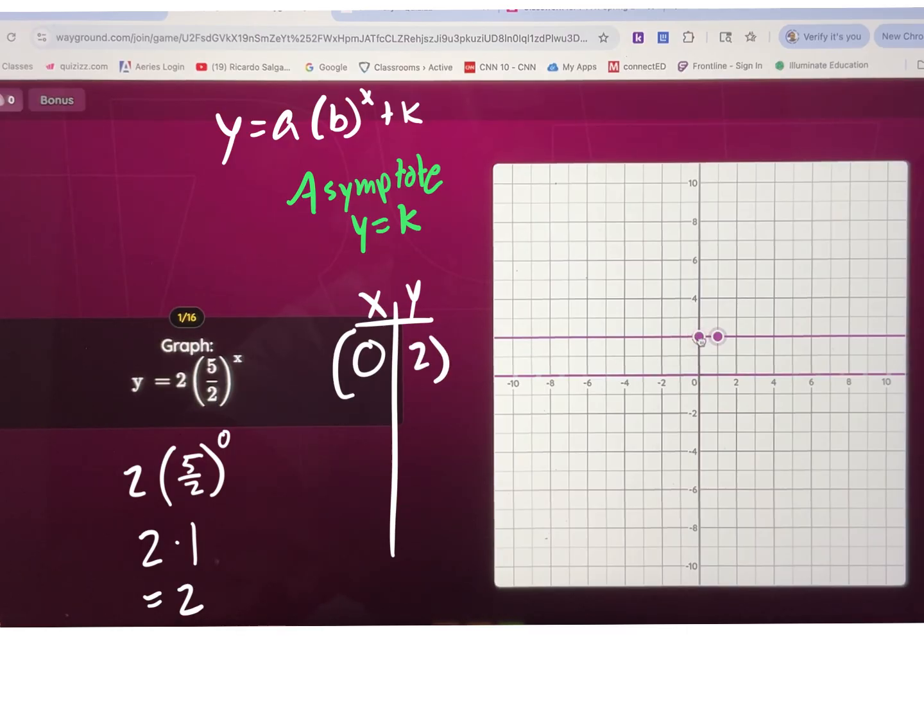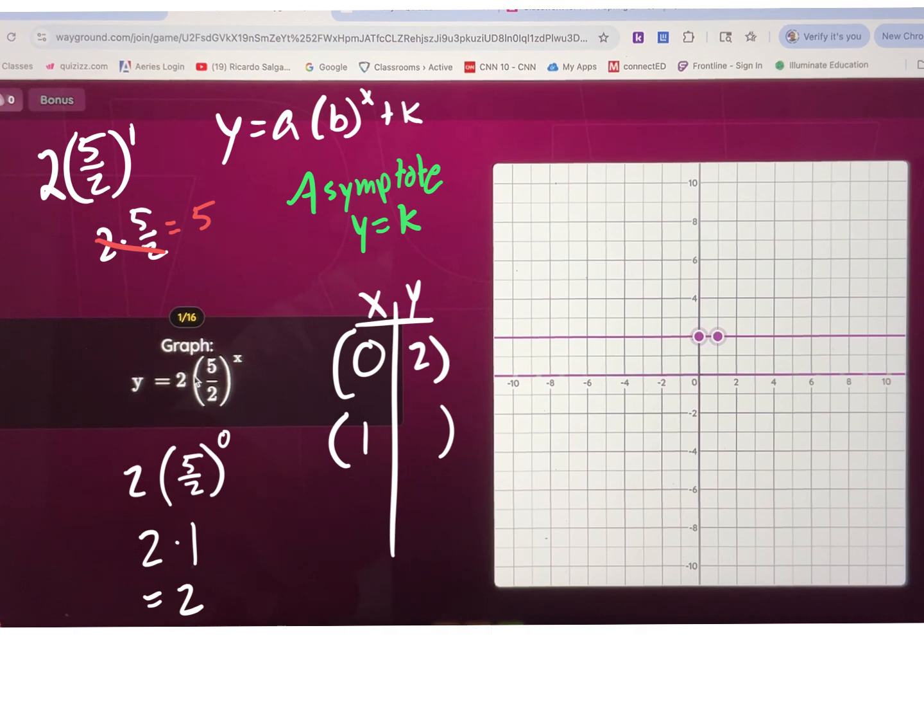So you take 1 point and move it to the location 0, 2, which is right there, right? 0 on the x, 2 on the y. And then after you plugged in 0, go ahead and plug in a 1. If you plug in a 1, that will be 5 halves times 2, because 5 halves to the 1 power is just 5 halves, and when you multiply a fraction by its denominator, the fraction cancels out. So your answer is 5. So the input 1 gives you the output 5.